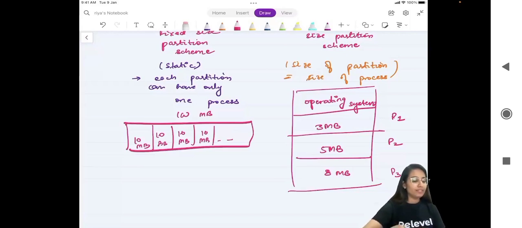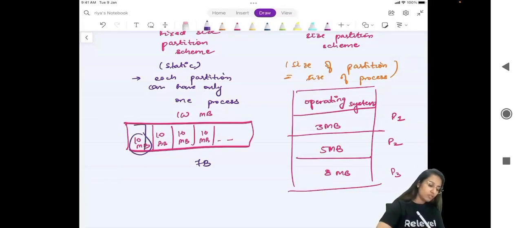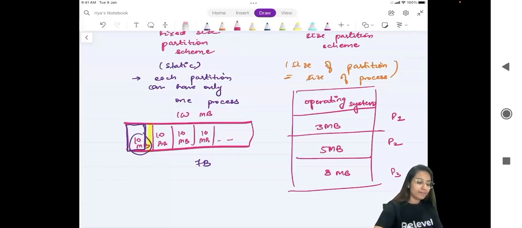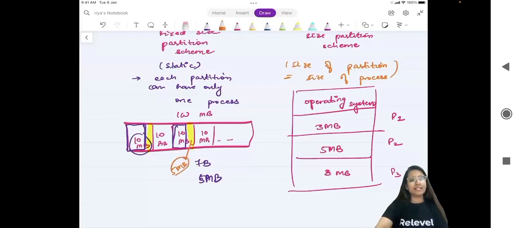Another problem with this kind of approach is this: let's say there is a process of 10 MB and a process of 7 MB that came. It will only occupy this much, and this part will remain empty, correct? And let's say the next process which came in was for 5 MB. But now every process can have only one partition. So here 5 MB of storage will get wasted.